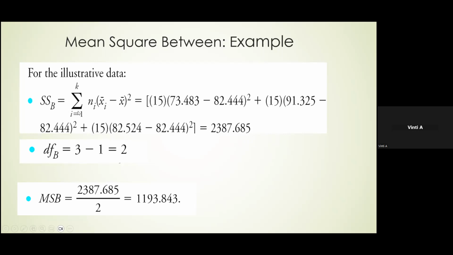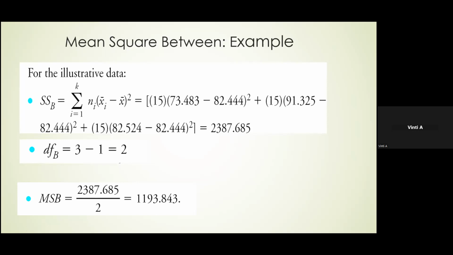Degrees of freedom, because I had three groups, 3 minus 1 is equal to 2. So my mean square between groups was 1193.843. Mind you, I am only showing the calculation. None of you will ever need to do the calculation. There are formulas and software for that. You don't have to do the calculation.